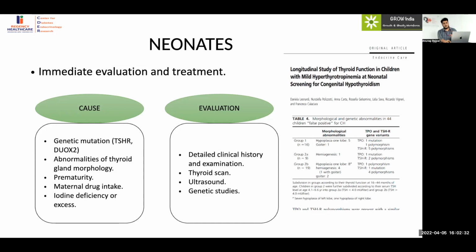There are two important conditions in which we require emergent treatment with regards to subclinical hypothyroidism. The first is exposure to any form of neck radiation, and the second most important is the neonatal period, where the time is more crucial and evaluation is very important.